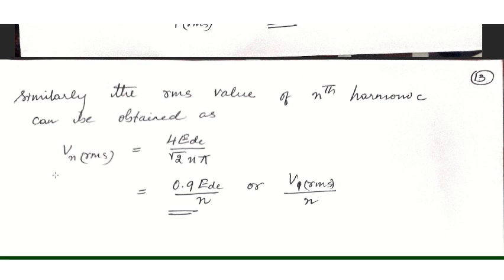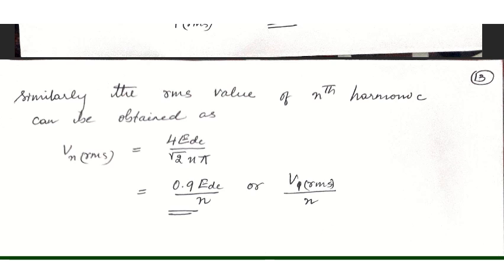So the RMS value of the nth harmonic component is given by Vn RMS, which will be equal to 0.9 times EDC by n. We can also write it as V1 RMS by n. V1 RMS is nothing but the RMS value of the fundamental component. So these are the different equations that we have to go through for the single phase bridge inverter.